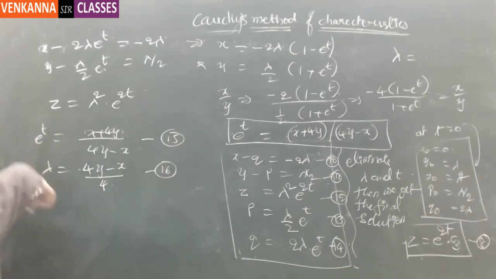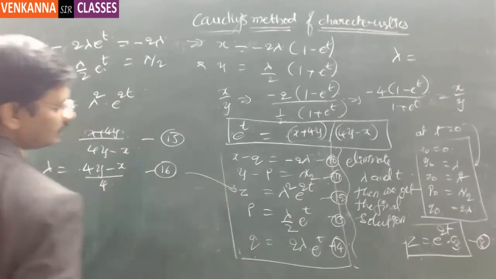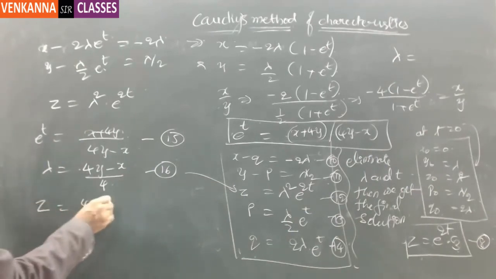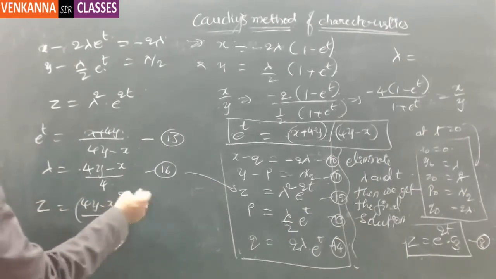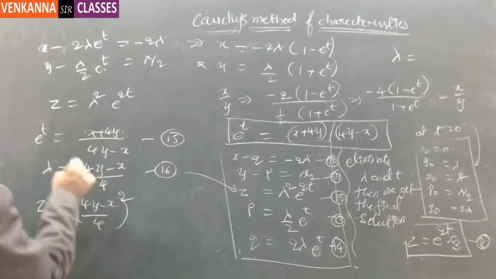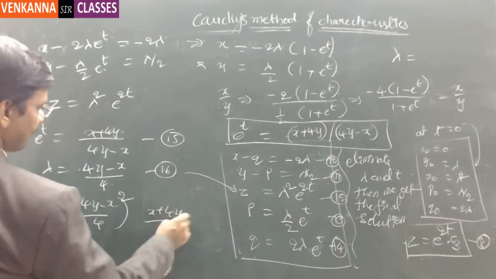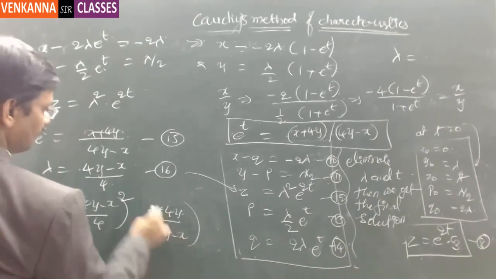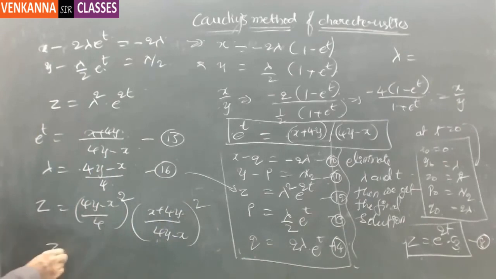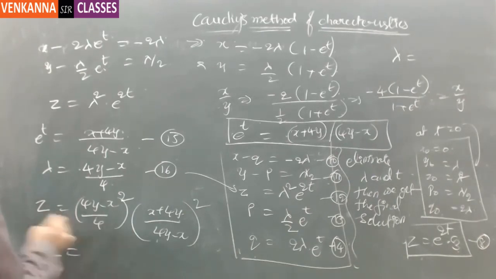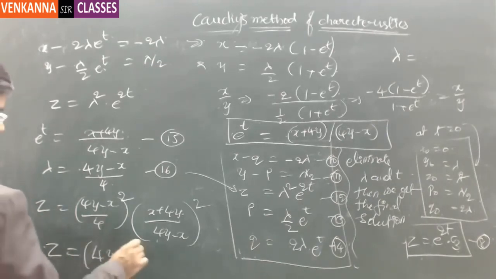Once you have these values, you can substitute in any of the equations. Let us say in this equation, if you substitute z, z is equal to 4y minus x divided by 4, whole square, into e power 2t. Here e power t is x plus 4y divided by 4y minus x, whole square. So this is the value of z. Finally, what you are going to get is 16z is equal to 4y plus x whole square. Yeah, obviously.